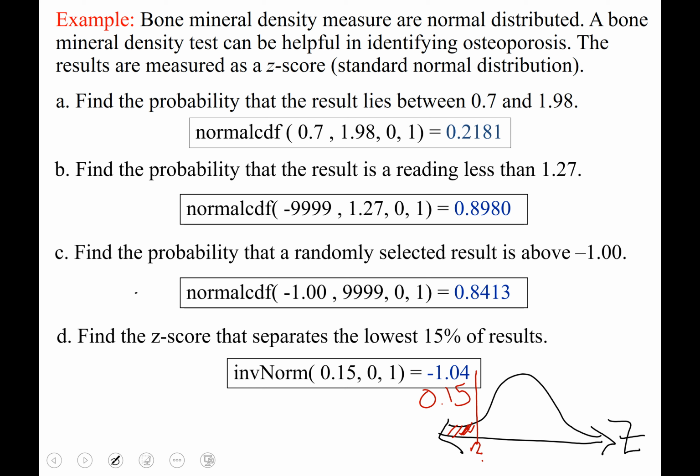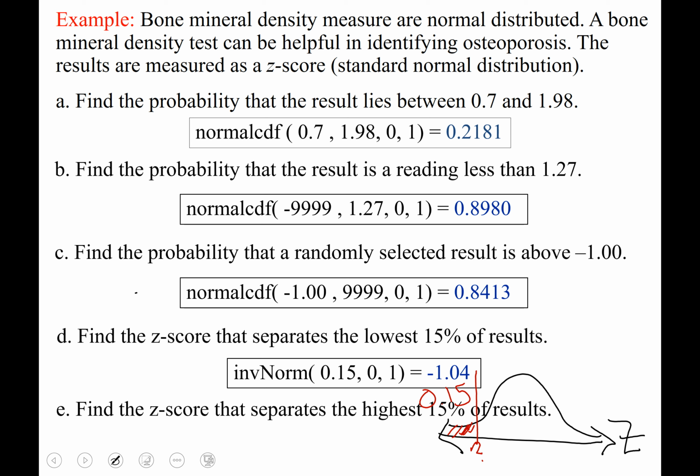All right, last example. I'm going to leave that graph a little longer. Find the z-score that separates the highest 15% of results. So that would represent an area like this, 0.15, and this is the z-score we're interested in now. It's going to be a positive number because mu is 0. Okay, we're going to run inverse norm. Inverse norm's first input has to be the area to the left of that z-score.